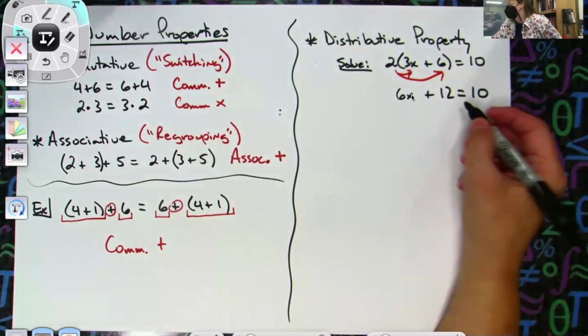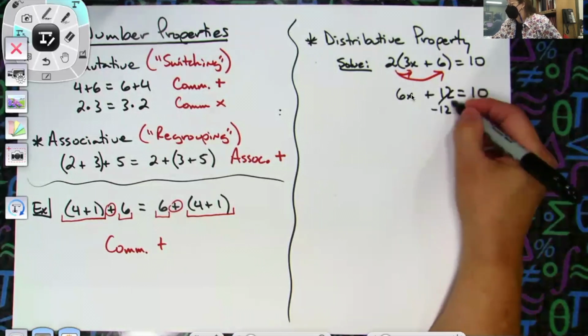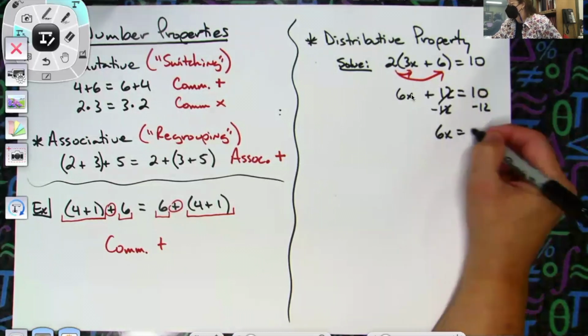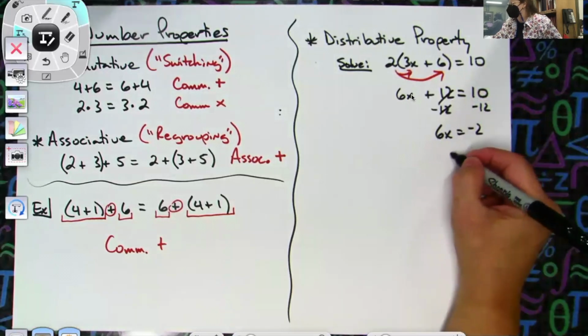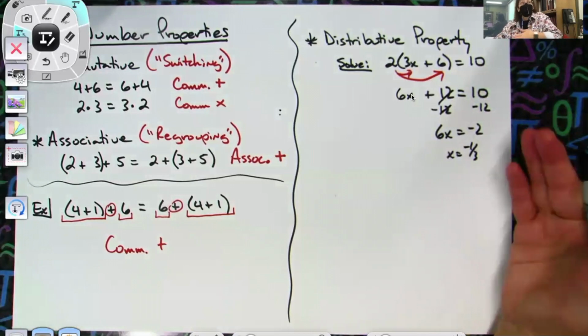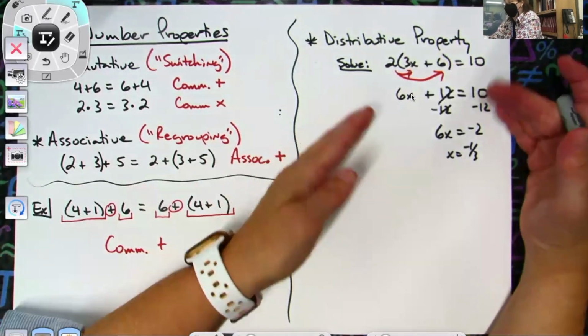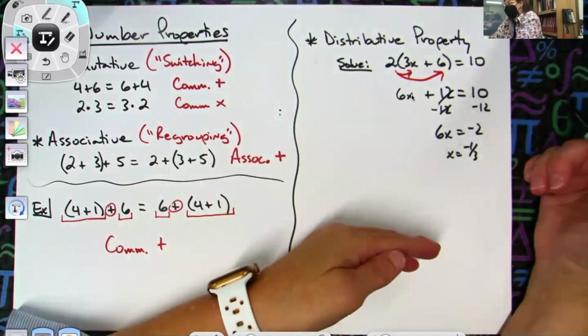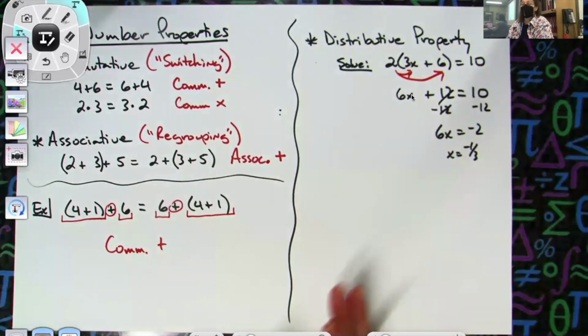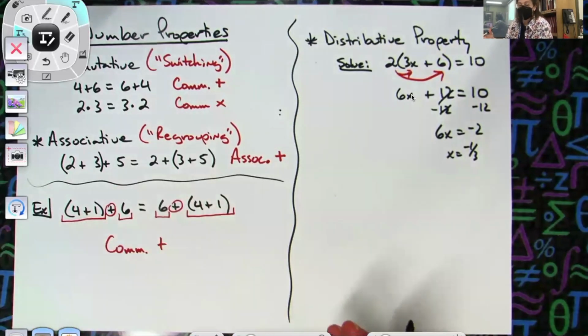If I kept solving, this is a moot point here because I'm solving an equation, but 6x equals, what is that, -2? Don't let me screw up. x equals -1/3. So I used the distributive property in that first step to simplify it so that I could work it out. But that's not how you're going to see it in this section, where all they want you to do is identify the distributive property.